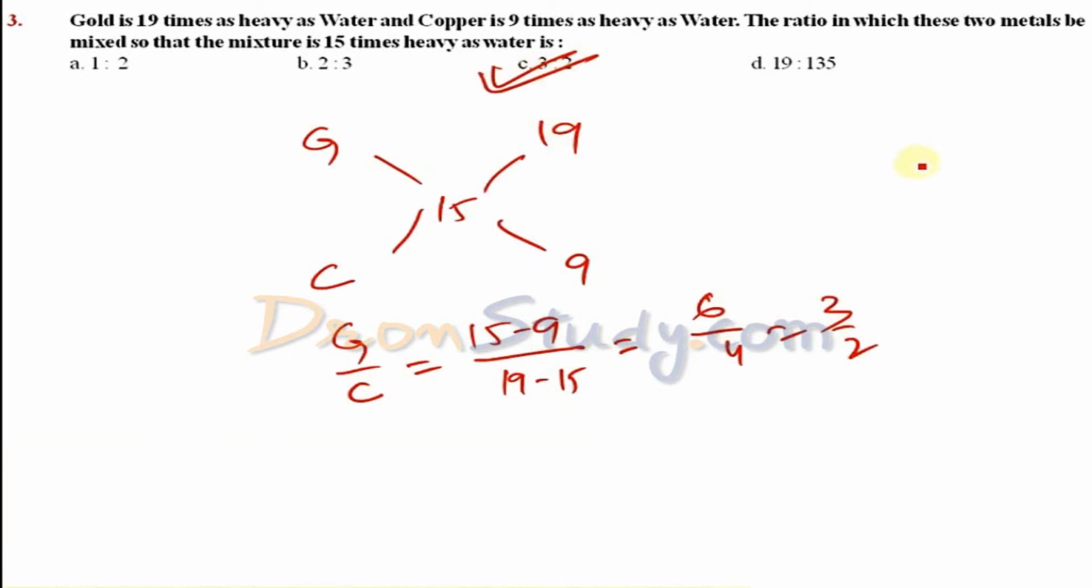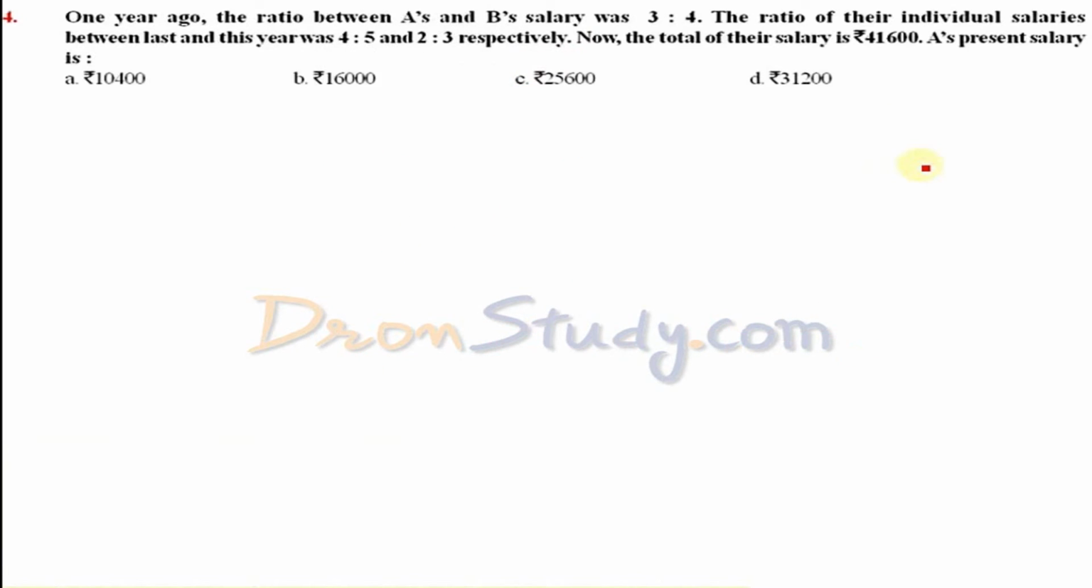Soumya, if you have a problem in this part, you will see my alligation and mixture video class that I've sent you. Right? Next question. One year ago, the ratio between A and B's salary. Achha, this is a very good question, and this is a bit typical also. See, there are two persons A and B.